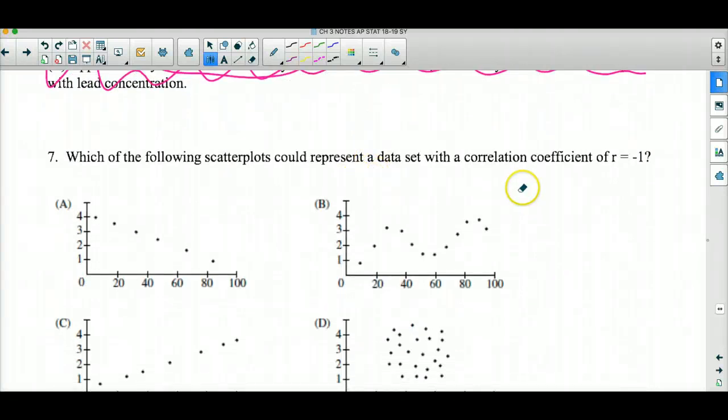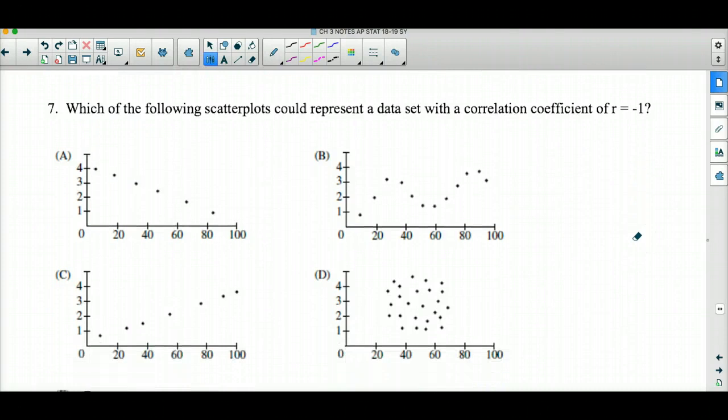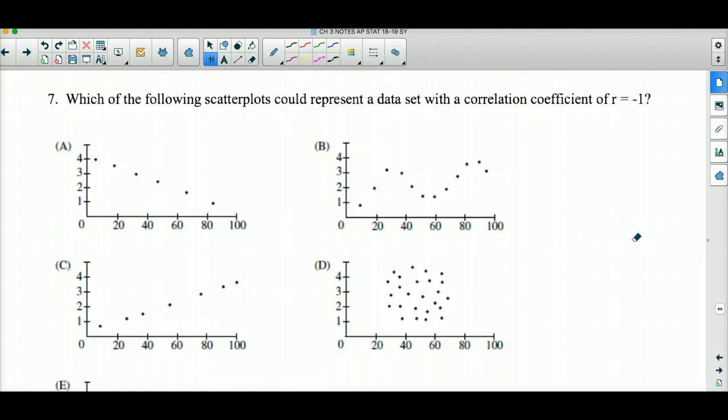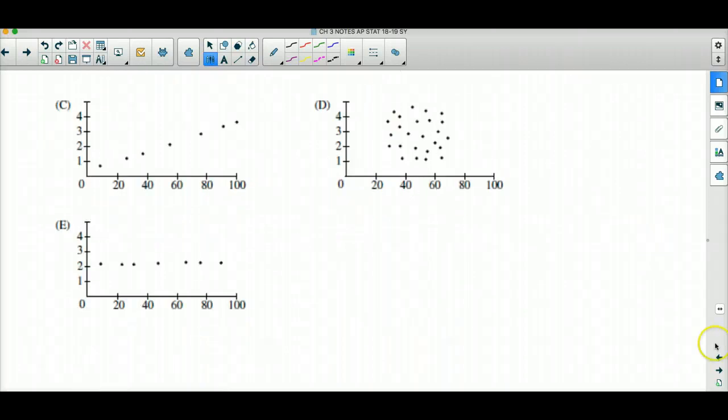Number 7, I heart number 7 because it's easy. Sometimes I heart a question when it's tough and it makes me think. Sometimes I appreciate those things that don't make me think. This one does not make me do a lot of thinking. Which one is absolutely perfect but negative? A. It's absolutely perfectly linear, but it is negative.